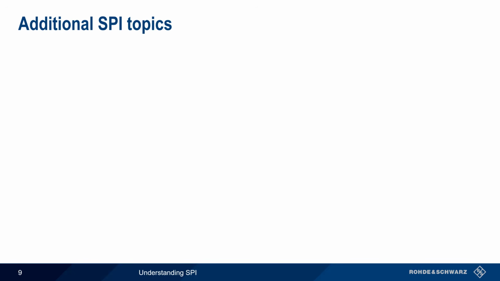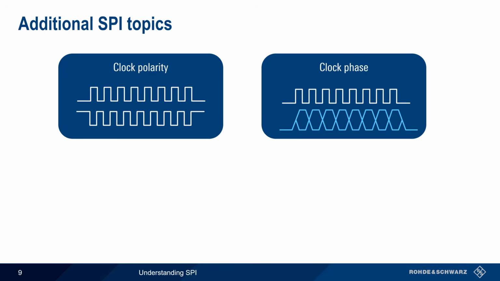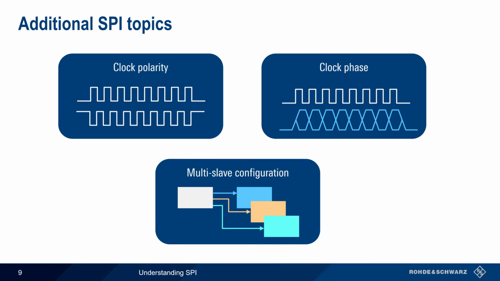Now that we've discussed the basics of SPI, there are 3 other aspects of SPI we need to go over. The first 2 are clock polarity and clock phase. As we'll see, these must be configured identically for all connected SPI nodes. The third topic is an overview of how multiple slaves can be connected to a single master.